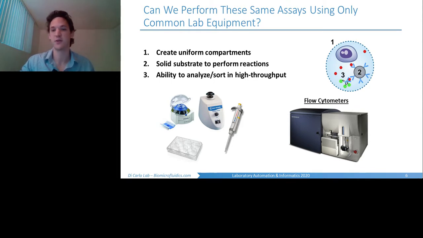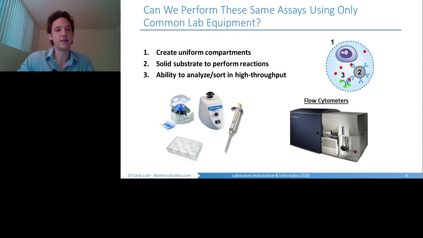So flow cytometers have been around for multiple decades. They are well established in many research labs. Pretty much any research institute you go to should have some sort of flow core on campus with many of these flow cytometers available. Many companies have these, many clinical labs have these. So although it's more technically complex, it is a very accessible technology, and I would consider it common. So how could we perform this assay using this common lab equipment?